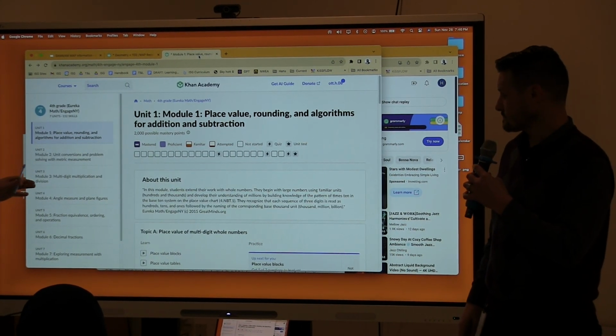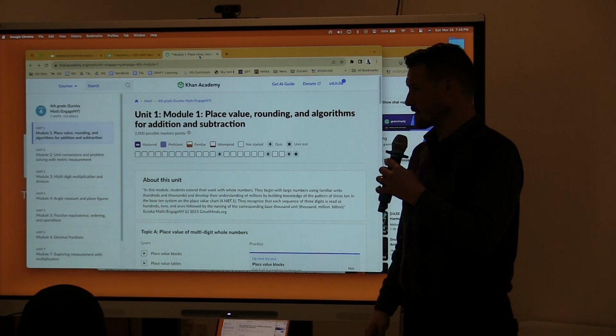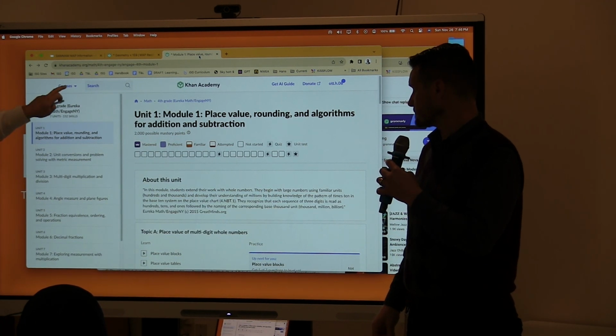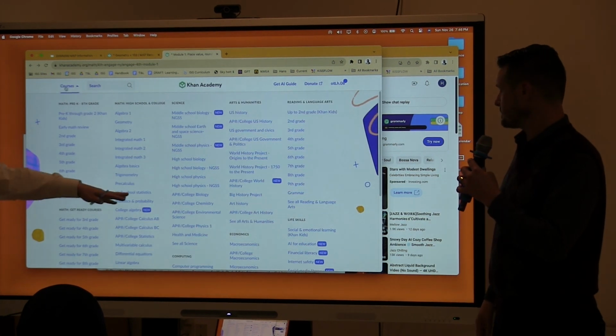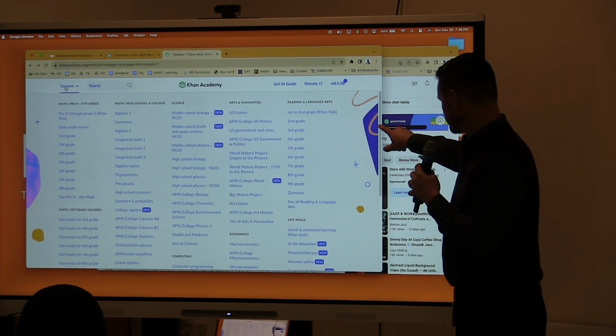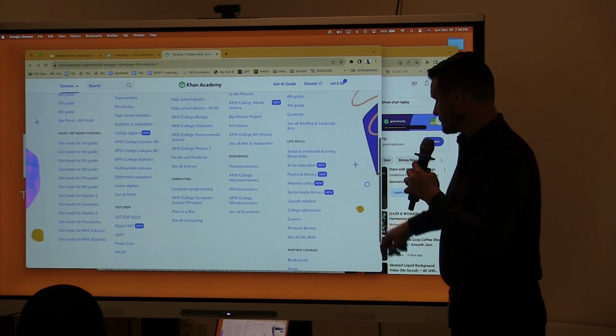So Khan Academy is a really nice tool to use to support math. There are some reading bits in there, it's just not directly aligned to the math data, but it has all the courses, AP courses, things to help kids. We like Khan Academy a lot.